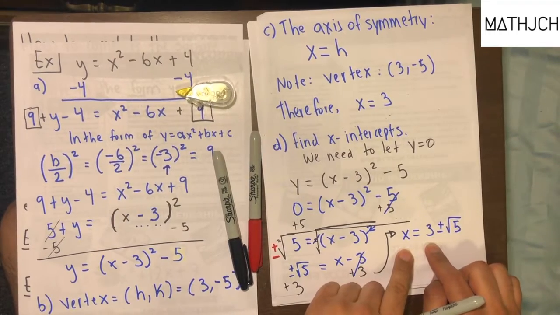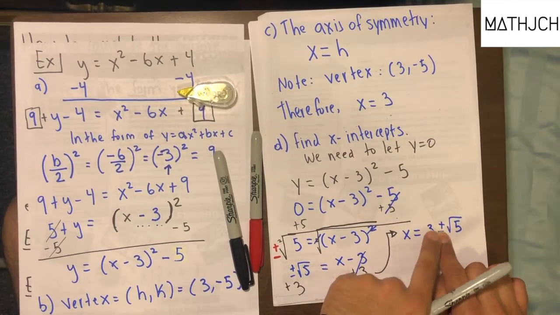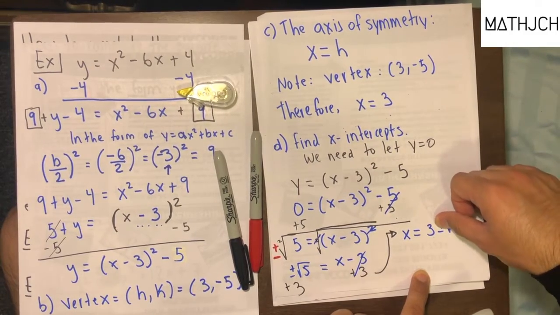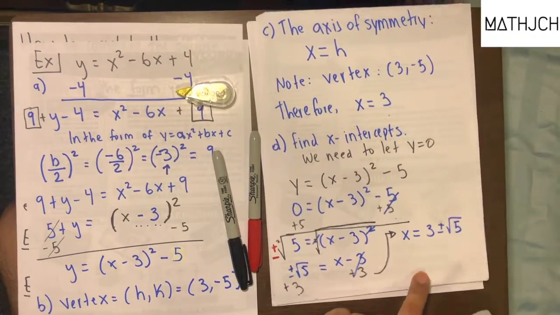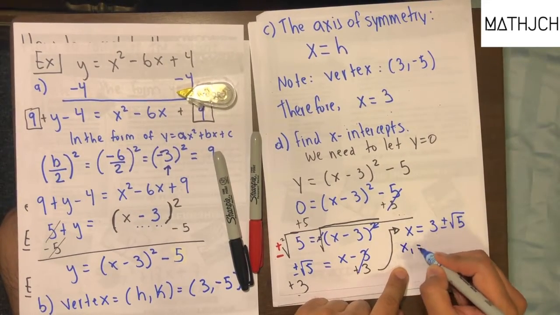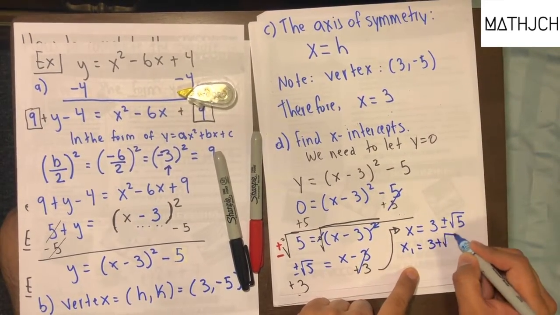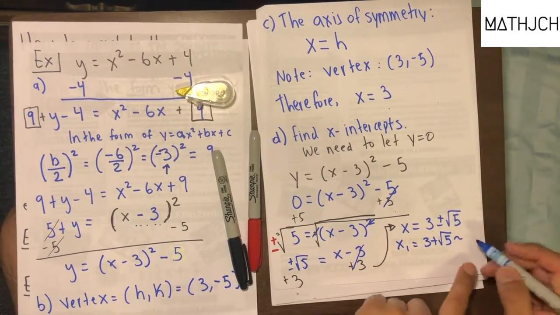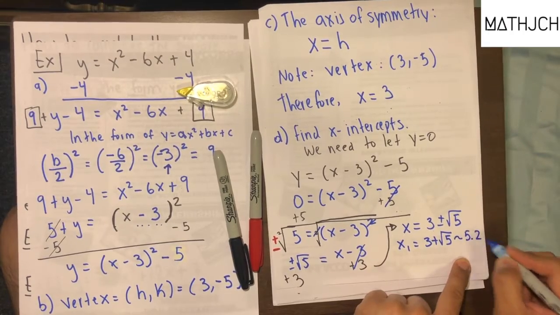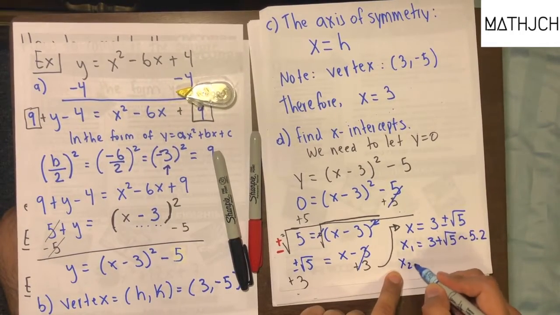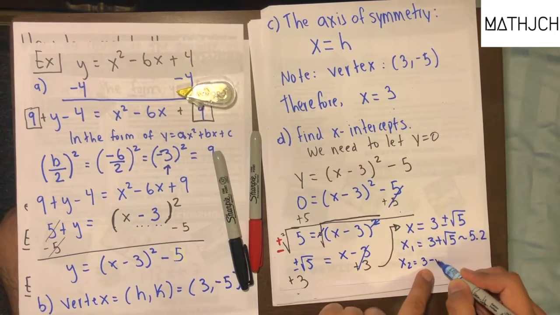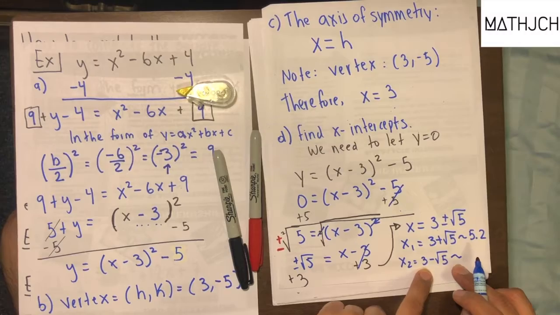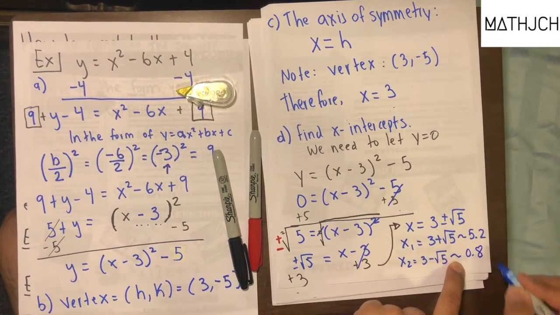That means that we're going to have one solution with a plus sign and another solution with a minus sign. So we're going to have actually two x-intercepts. One intercept is going to be 3 plus square root of 5, which if we enter this into the calculator, we're going to get approximately 5.2. And our other solution is 3 minus the square root of 5. When we enter this into the calculator, we're going to get approximately 0.8.